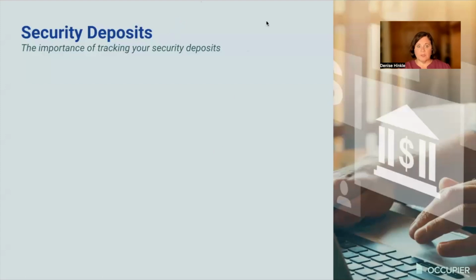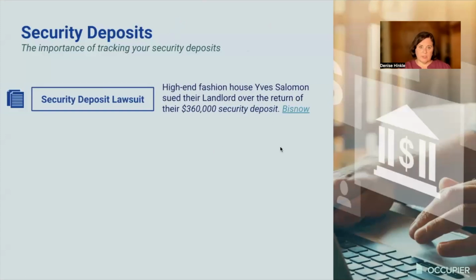Importance of tracking your security deposits. The first is, there was a lawsuit with a fashion house that sued their landlord over the return of their deposit. And there's actually a case for this. We do have the link for this. If anybody's interested in actually reading through this example, feel free to let us know. We're happy to send you that link.